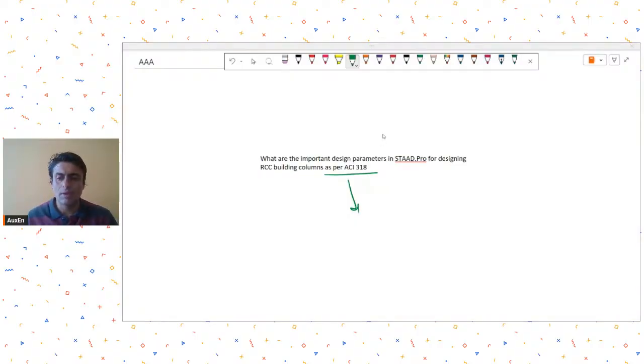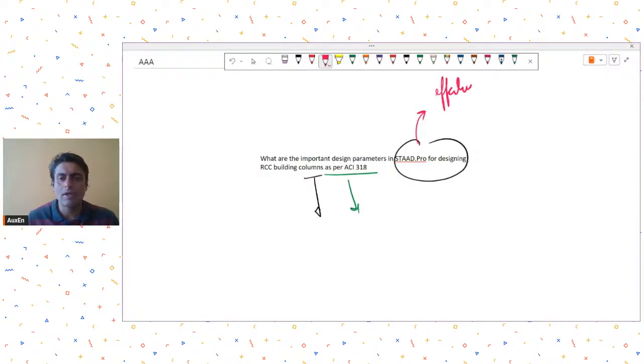So I'm not very sure about the design parameters that you need to give in StatPro for columns, but from my general understanding, you will have to give some effective length factors. StatPro on its own does not perform the stability index.